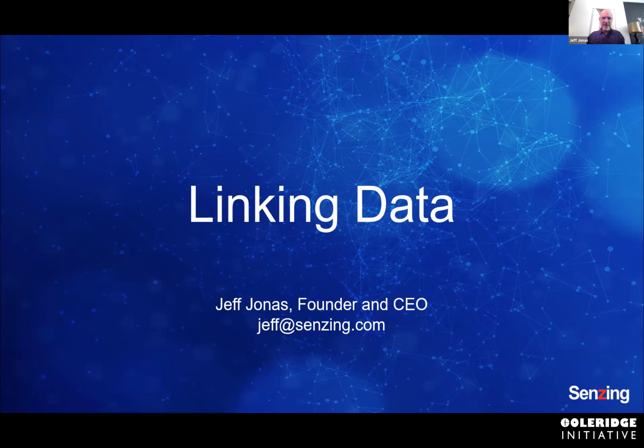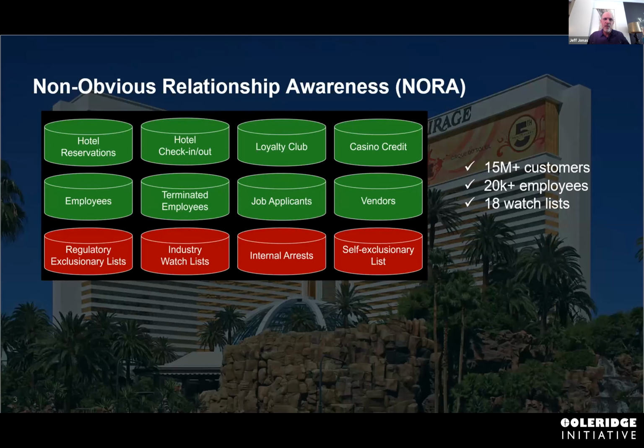I've spent a few decades being obsessed with linking data. One of the first projects in the early 90s was called NORA, Non-Obvious Relationship Awareness. We built this first system for the Las Vegas gaming industry, where they wanted to combine data from all these different sources, both good guy data sources in the green buckets and subjects of interest in the red data sources. Notice this one here, the self-exclusionary list, is people with gambling addiction problems. They would want to know if they're doing business with them because they've tried to opt out, and so they're trying to locate them and remove them.